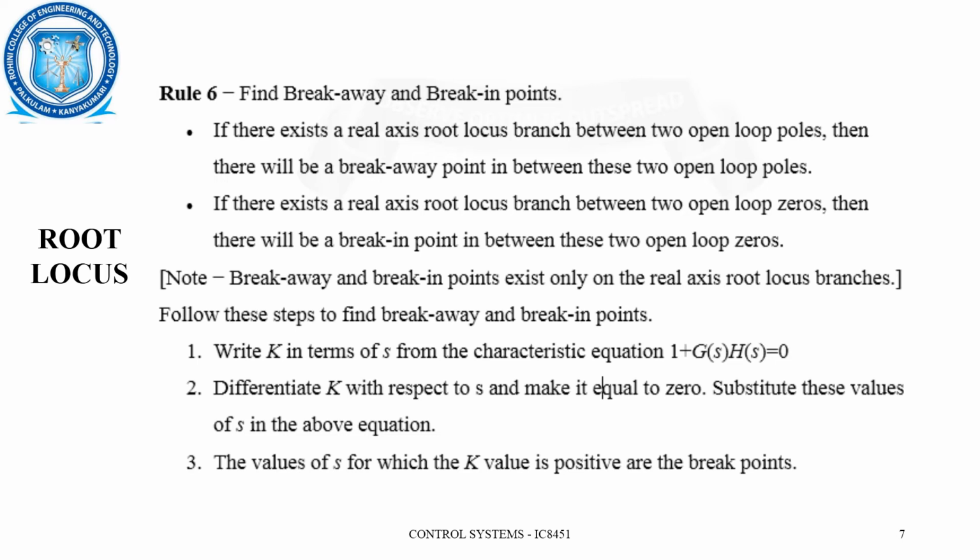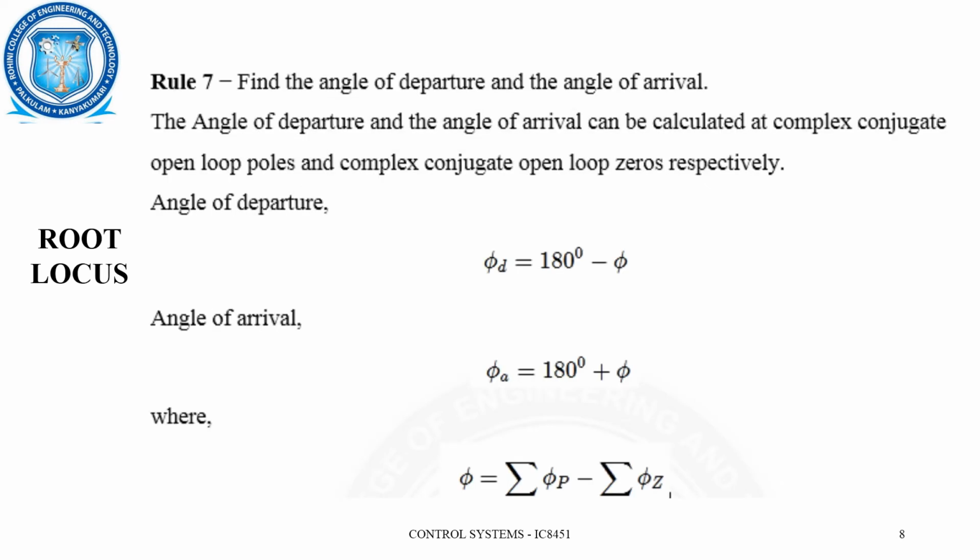This is the condition, and how we find it is simple. We take the characteristic equation and equate it to 0. Then you take the value of k from the characteristic equation, differentiate it once and equate it to 0. Automatically you will get some points, and when those roots are substituted in the characteristic equation, they have to provide positive values of k. In such a case, those values can be considered as breakaway or break-in points.